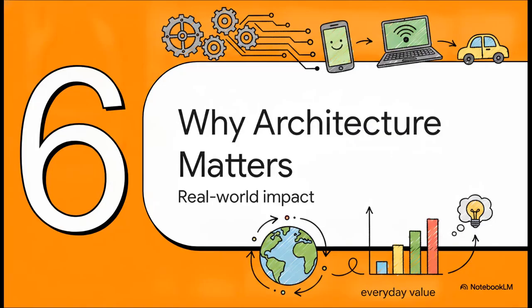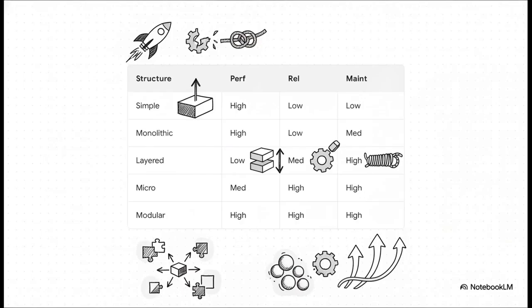Finally, Section 6, why OS architecture matters and the real-world impact of all this. Looking back at all these engineering blueprints, the everyday value becomes incredibly clear. For the longest time, we constantly had to trade performance for reliability, or vice versa, right? Simple was fast but broke easily. Layered was stable but dragged. But by dynamically loading components, the modern modular structure finally solved the puzzle. It managed to hit the absolute holy grail: high performance, high reliability, and high maintainability, all at once.